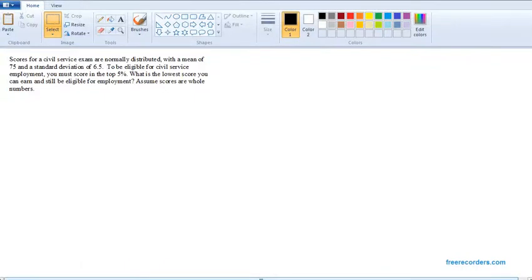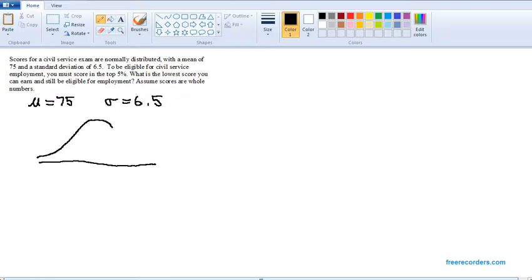Scores for a civil service exam are normally distributed with a mean of 75 and a standard deviation of 6.5. To be eligible for civil service employment, you must score in the top 5%. Okay, the top 5% means that you're going to have 5% of the scores in the upper tail of the curve. So that z-score is going to be positive.